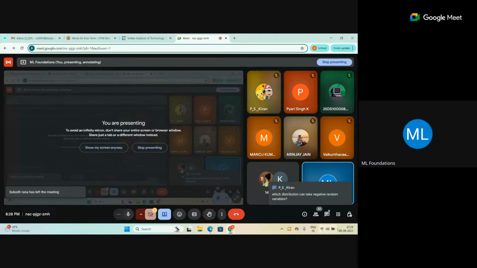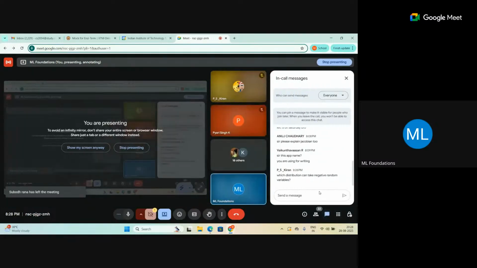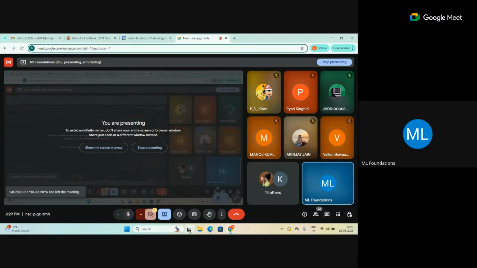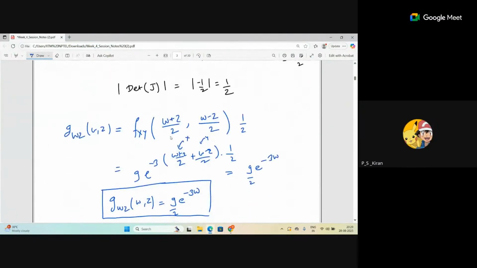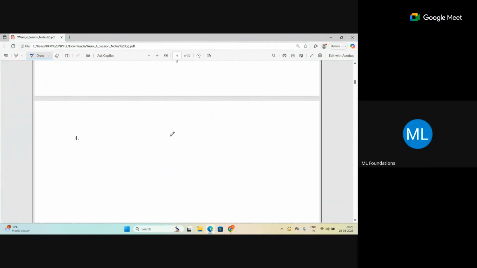Which distribution can take negative values of a random variable? The way you have framed the question, random variables will have the distribution, so you can say which random variable can take negative values. In that case, the normal distribution is the one that can take negative values, because the range of a normal random variable is minus infinity to plus infinity. So it can take any value from minus to plus.